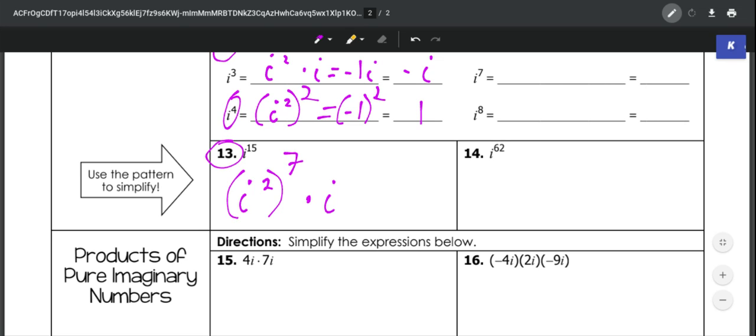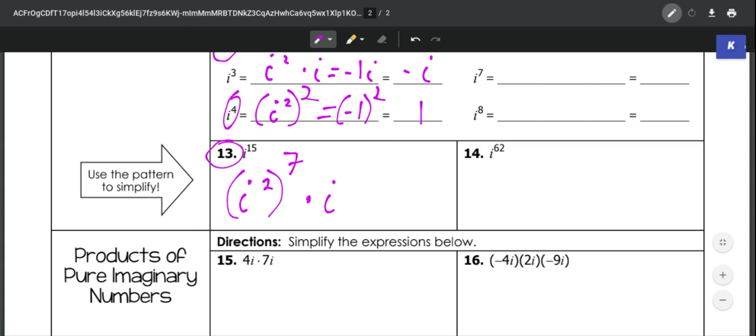Because if you remember your rules of exponents, when I multiply powers, I'm actually adding the exponents, but when I raise a power to a power, I'm actually multiplying them. So if I were to do that, it would give me i to the 14th times i to the first, which would end up giving me i to the 15th. So that accounts for i to the 15th. All we did right there was break that down even further.